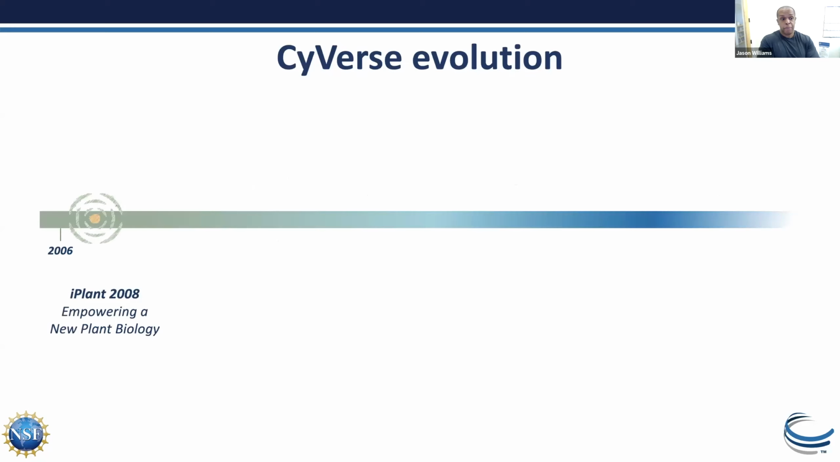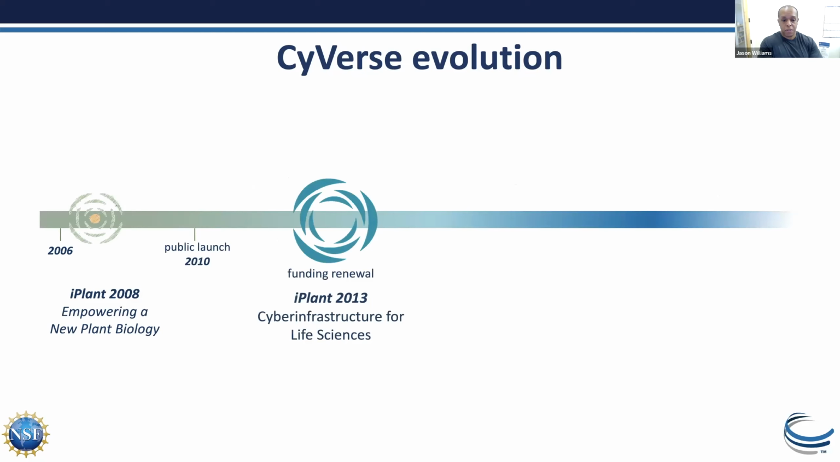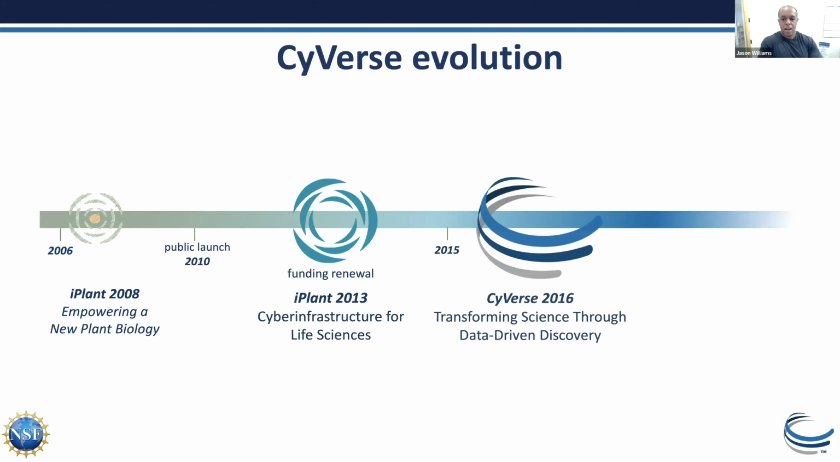CyVerse as a project has been around since 2006, when the first proposal was put in. It was actually funded in 2008, to serve the needs of the plant science community. From there, the project was successful with its launch of tools. It was renewed again by NSF, and we kept evolving and even changed our name to CyVerse to represent that we're really serving a much larger audience than just the plant sciences. And we had our last funding renewal by NSF in 2018.